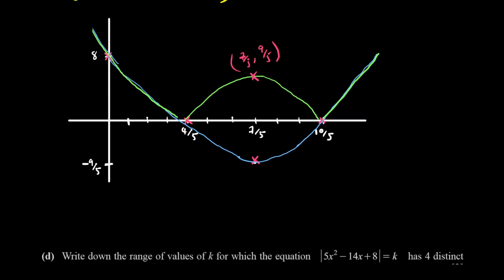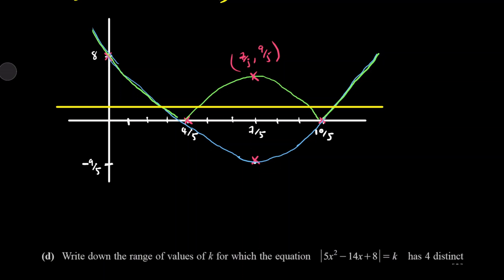Okay, last part of this particular question, we've got to write down the range of values of k for which this equation, the modulus graph equals k, has 4 distinct roots. Well, what we've got to do is imagine the graph of y equals k, where k is just any constant. And that's going to look like a straight line. So I'm going to draw a straight line here. I will draw it in yellow. So here's a straight line. And so the number of solutions to this is going to be found by the number of intersection points between the graph and the curve.